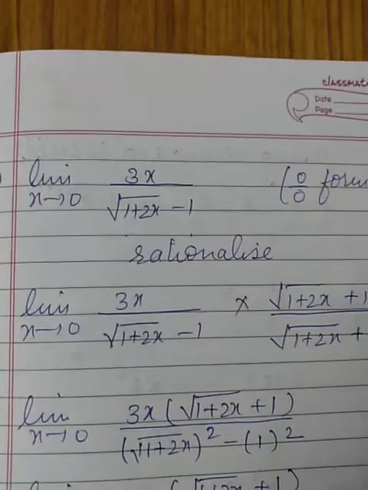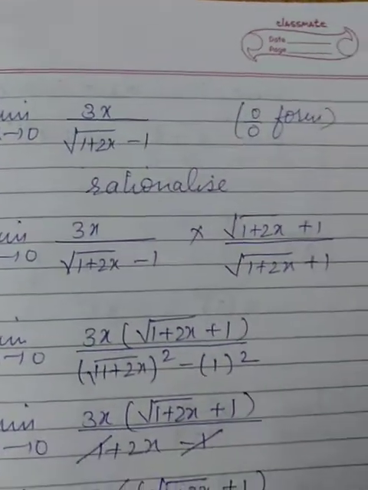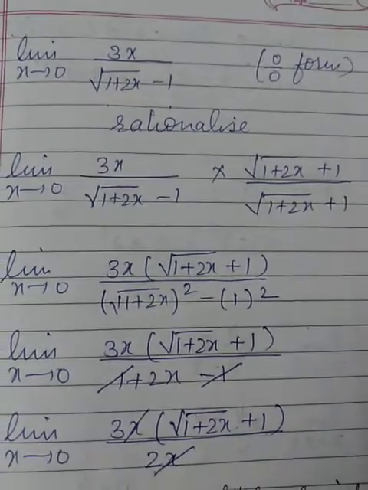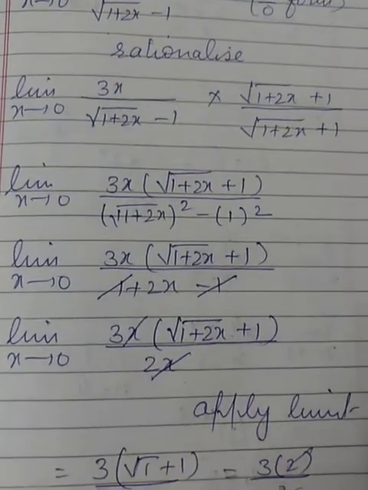See what we have done. Go through it again. See, you are given 0 upon 0 form. Then we have rationalized the things, one by one.